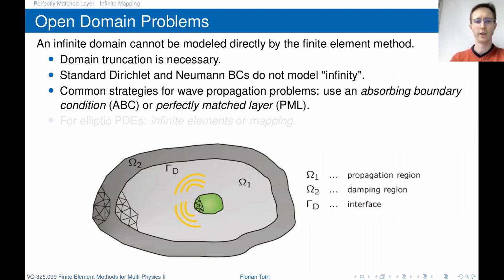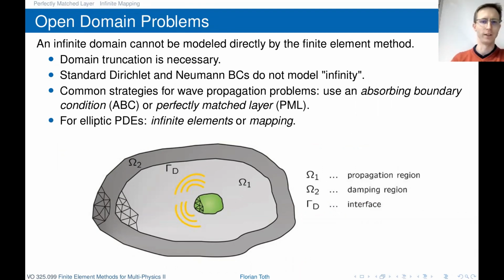And so the idea here is that we surround our domain of interest, so our computational domain, here shown in the light gray, by a layer which is supposed to model the infinite domain in an appropriate way. For wave propagation, this will be to absorb waves there, and for elliptic PDEs, we can apply mapping in this layer. Another technique there is to use so-called infinite elements at the boundary of our computational domain.